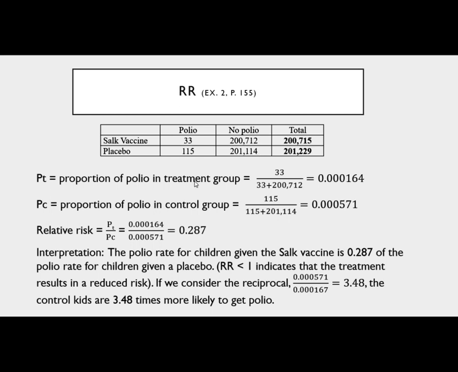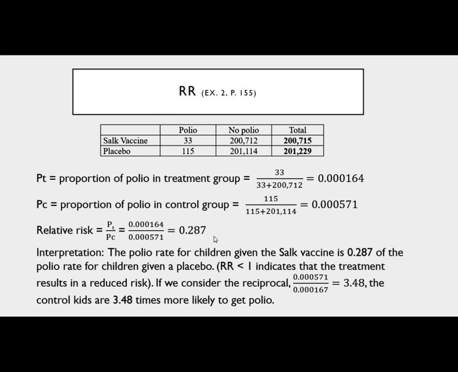So the proportion of polio in the treatment group is 33 over 33 plus this large number, and we get 0.000164. And then the proportion of polio in the control group is 115 over 115 plus this number, and we get 0.000571. We put those numbers as a ratio and we calculate and we get 0.287.